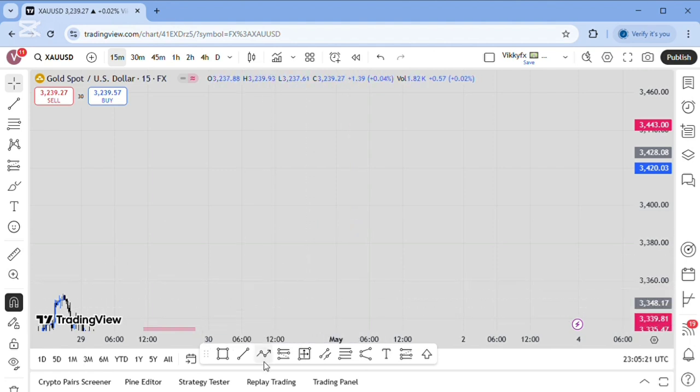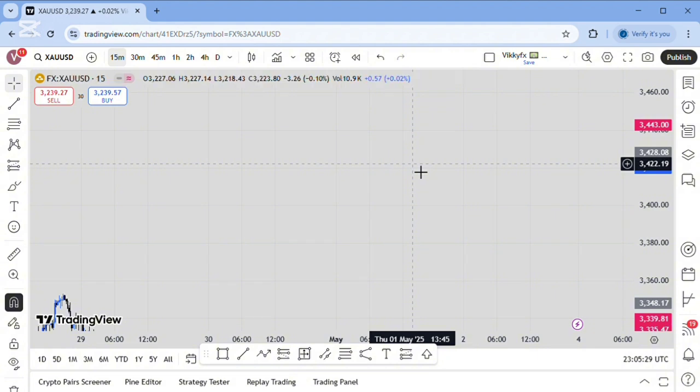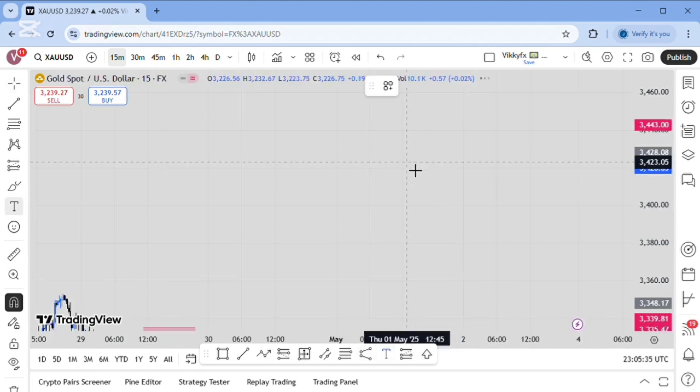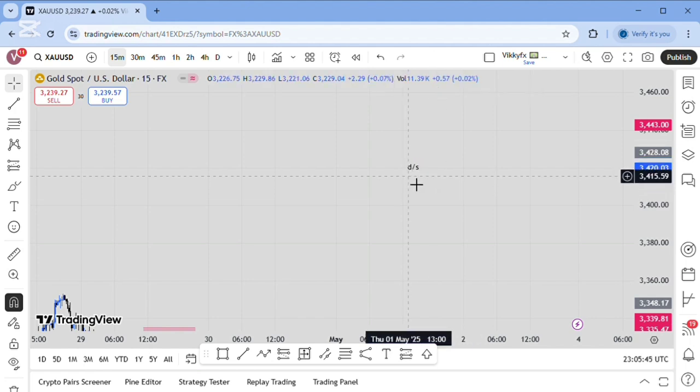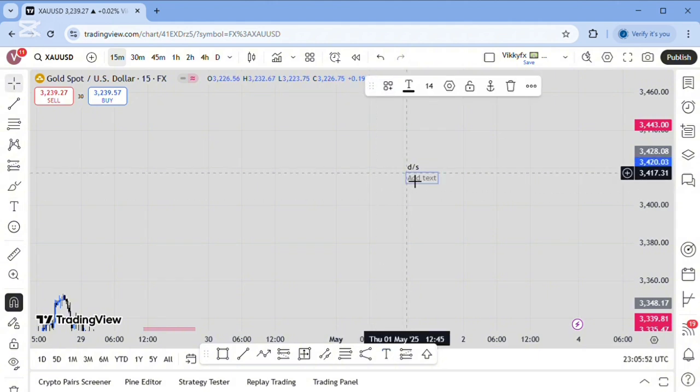So I trade with two types of zones, which are the demand and the supply zone, then the breaker block. I trade with the breaker block. That is the breaker block.